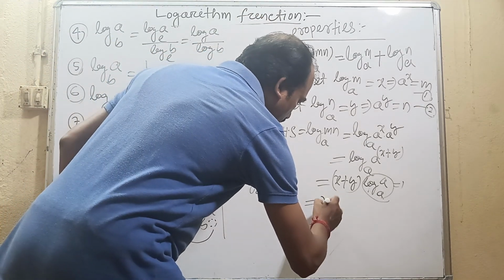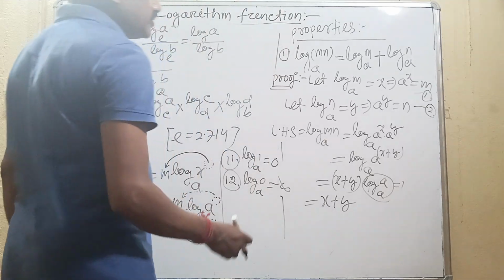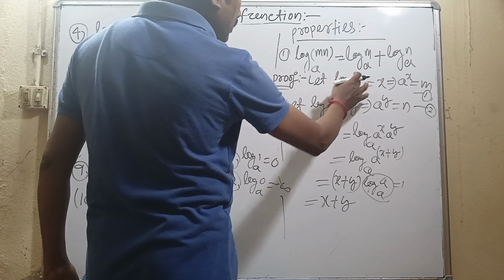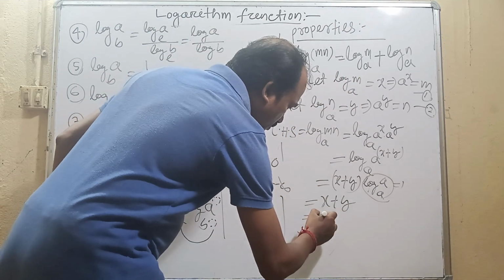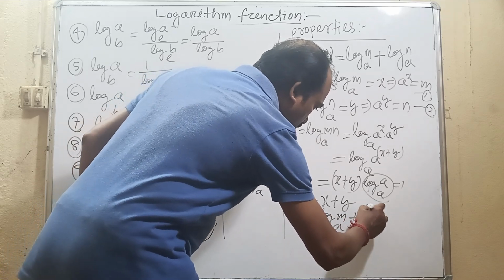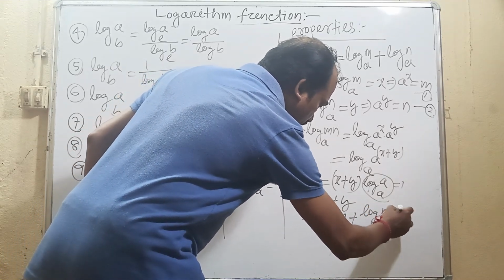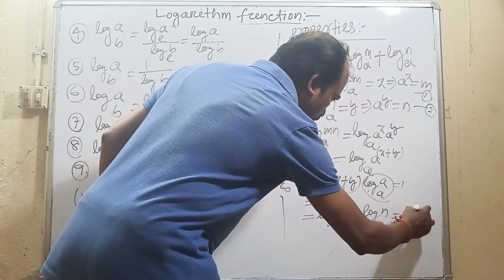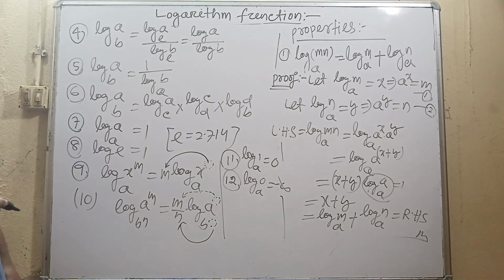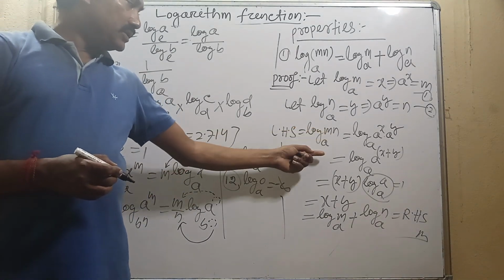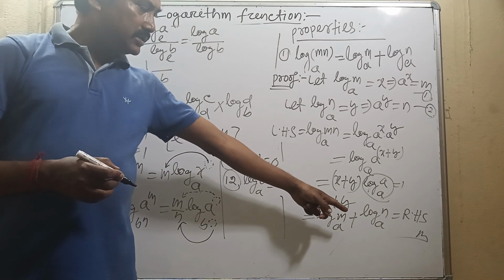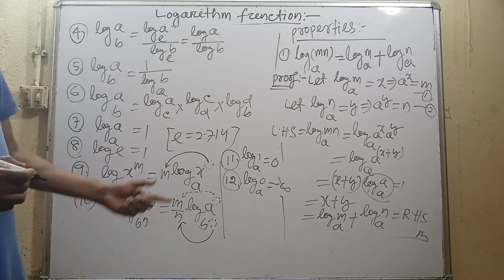Then here x plus y. Substitute x equal to log m base a and y equal to log n base a. So this equals log m base a plus log n base a, which is the RHS. Proved. So the LHS, log m into n base a, equals log m base a plus log n base a, the RHS. So LHS equals RHS, proved.